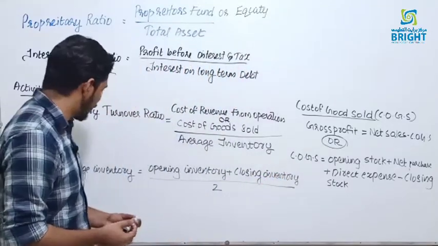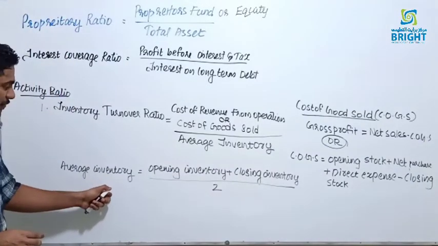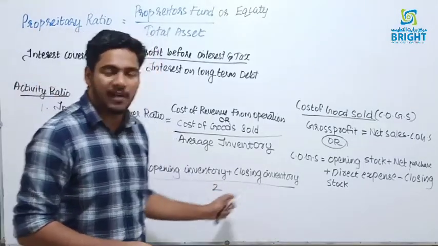Okay, cost of goods sold. Then you have to find average inventory. Average inventory is opening inventory plus closing inventory divided by 2.